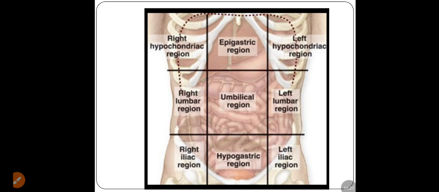We divide the abdomen into regions for describing position. For example, we describe that the stomach is located in the left hypochondrium and epigastric region, and the spleen is located in the left hypochondrium. Okay?